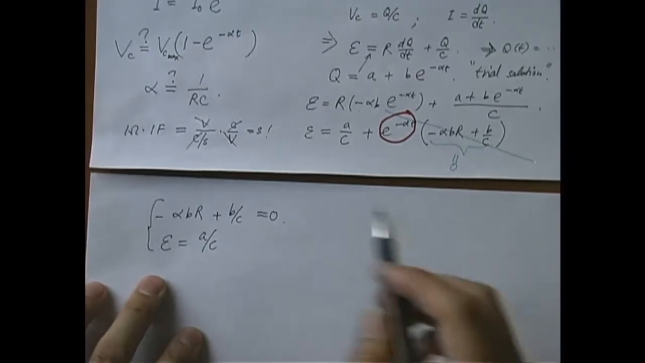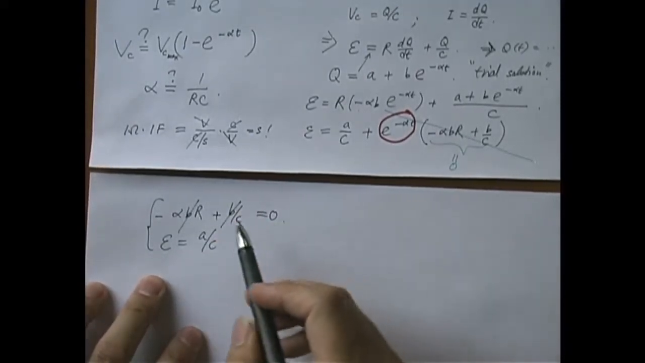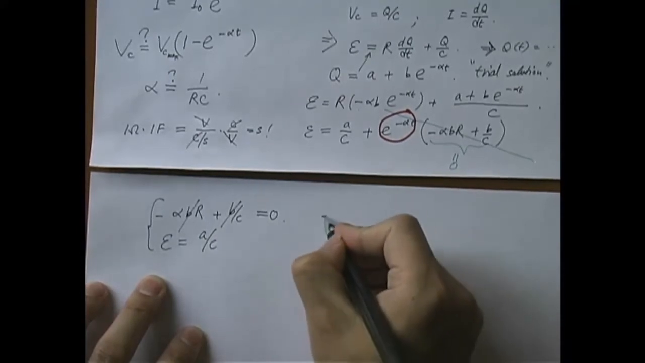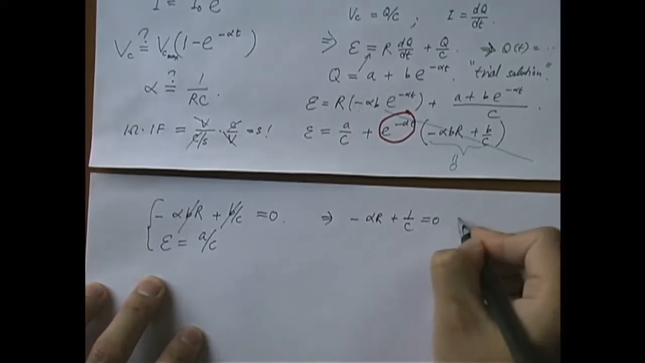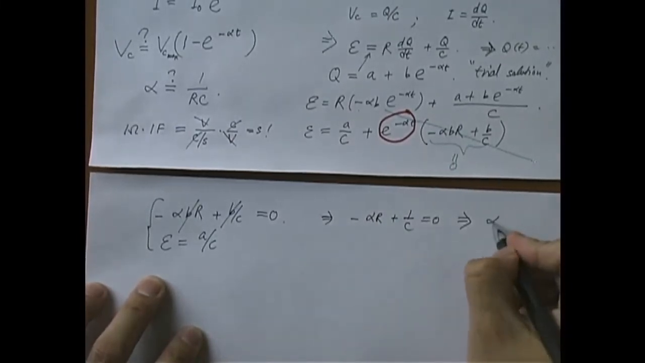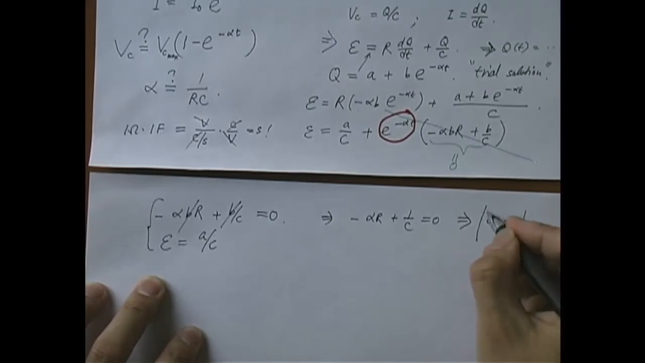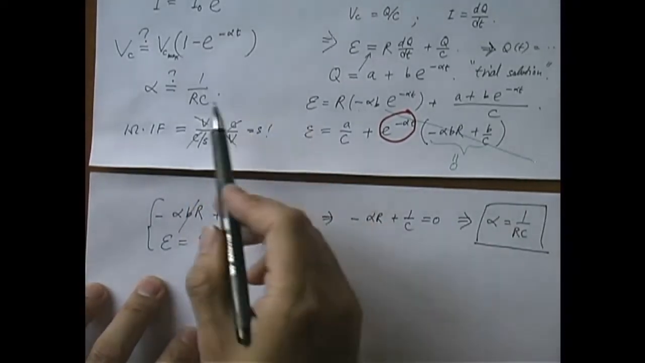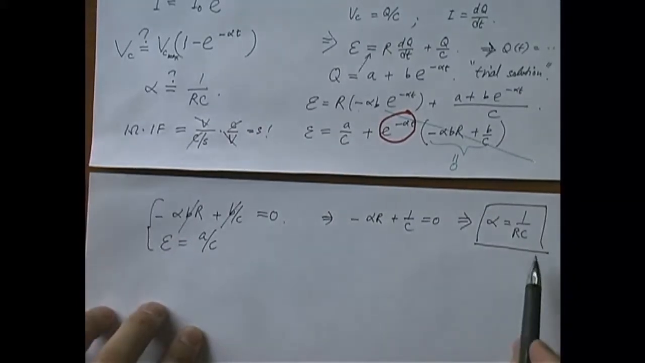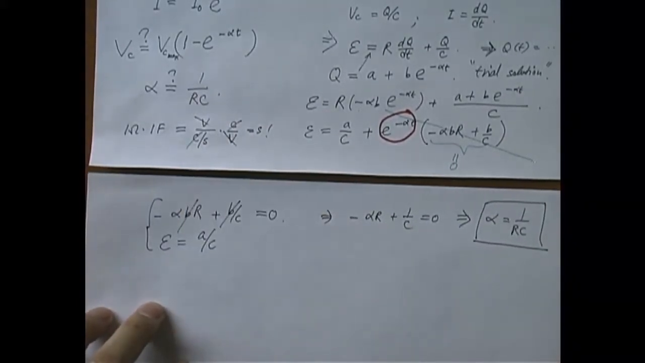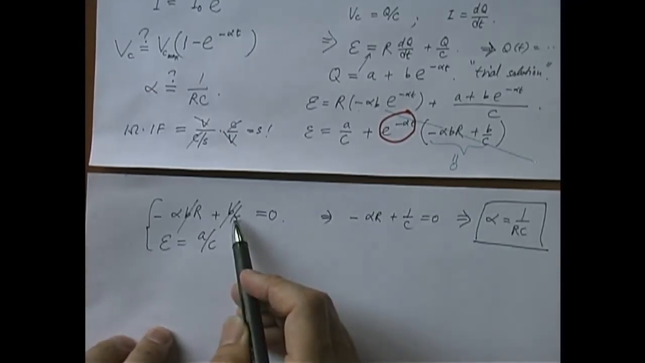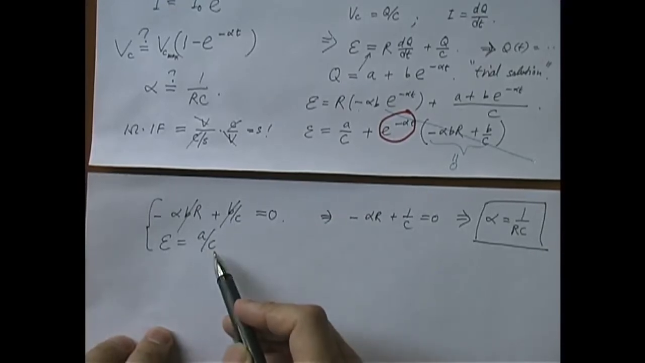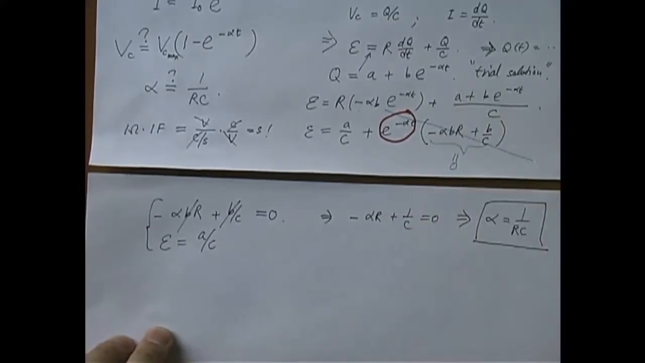If we cross out b and b here, you get negative alpha r plus 1 over c equals 0. In other words, alpha is now solved as 1 over rc. Perfect. That's exactly what we suspected before. So the math here agrees with the physics there. Now, this doesn't tell us what b is, because b crosses out. It does tell us that epsilon must be a over c. So we only can find alpha from this equation at this point.